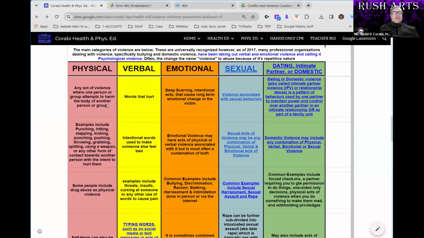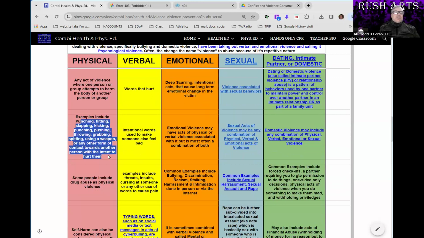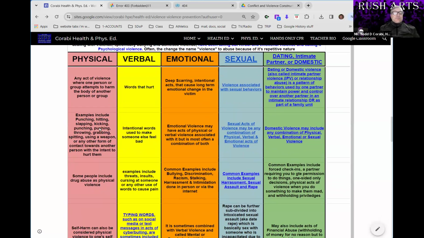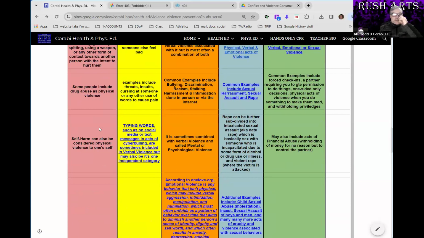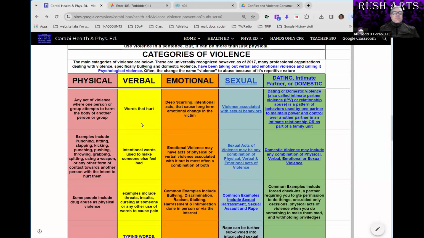When you get down to the categories in middle school, you probably did a small group project on chart paper or in your notebooks, or on a handout, where you were supposed to give examples of each category. Physical ones are easy: punching, hitting, slapping, kicking, pushing, use of a weapon with the intent of using that weapon to harm someone. Some people include drug abuse, and self-harm can also be considered physical violence towards oneself. Verbal violence is quite simply words that hurt.